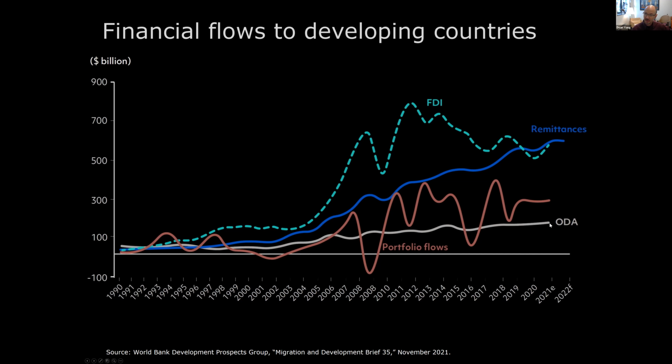Remittances are about $500 billion a year, much larger as well than official development assistance or foreign aid, which is only about $100 billion a year, and larger as well than portfolio investment flows, which are much more volatile. It does look like as we proceed in the next couple of years, FDI is probably going to take back its first place vis-a-vis remittances.